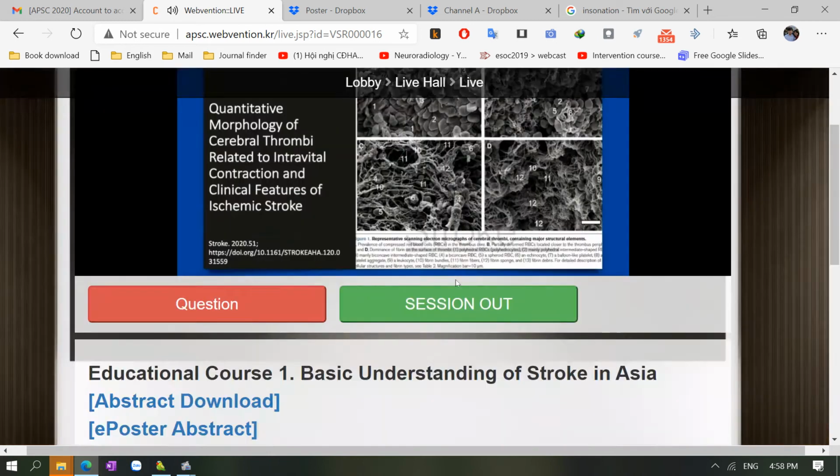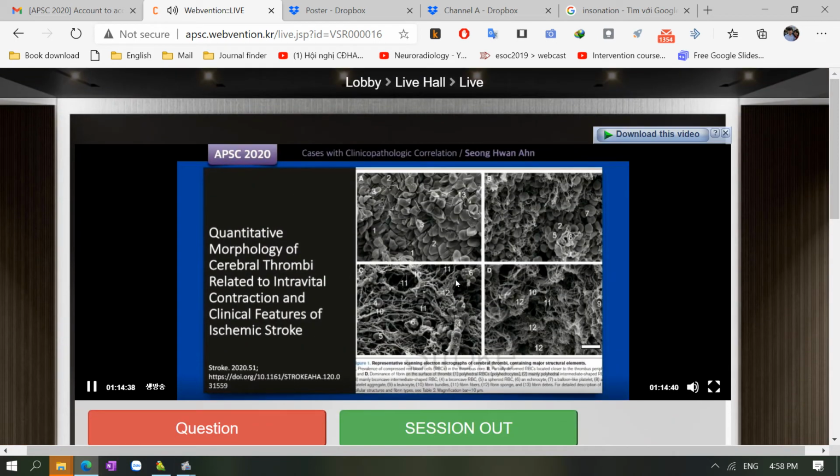This is another study with morphological analysis. They focused on clot contraction and its association with clinical variables. Clot contraction is the function of platelet-mediated consolidation of the clot during the coagulation process. They found that cerebral thrombi are relatively compact, hardly permeable structures.